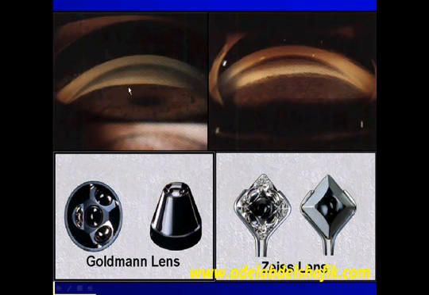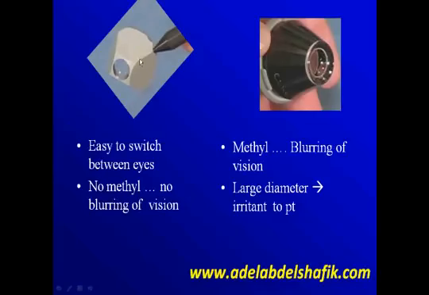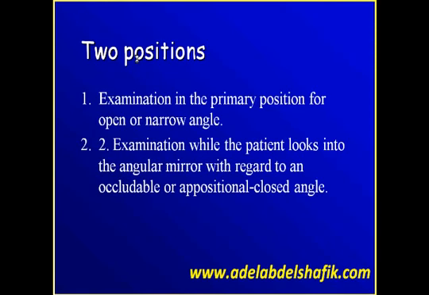This is an angle seen with the 3-mirror or 1-mirror, and it looks like it is closed. But in doing the Posner and the indentation, it is open. So this is not an actual synechia, it is just a position. So the advantage of the Posner lens is that it's easy to switch between the eyes, no methyl is used, so there is no blurring of vision. On the other hand, with the 3-mirror or the 1-mirror Goldmann, you need to use methyl, which causes some blurring of vision, and it has a large diameter, which is an irritant for the patient.